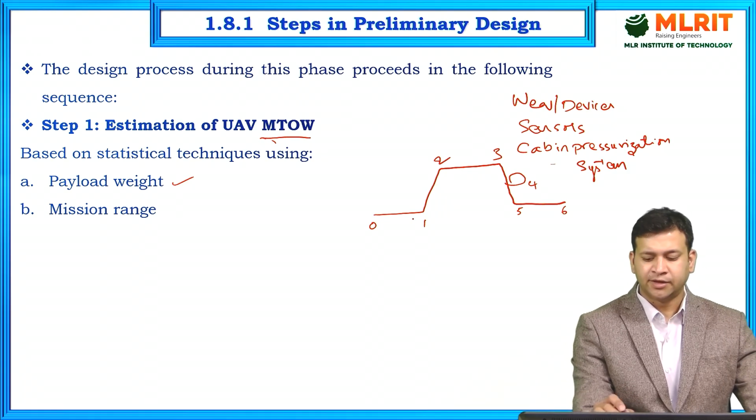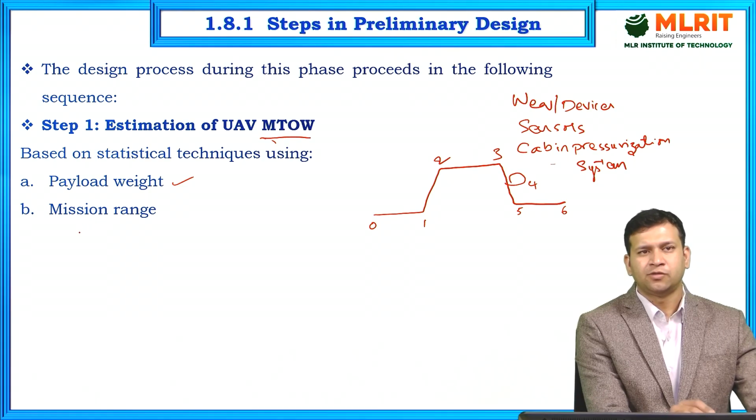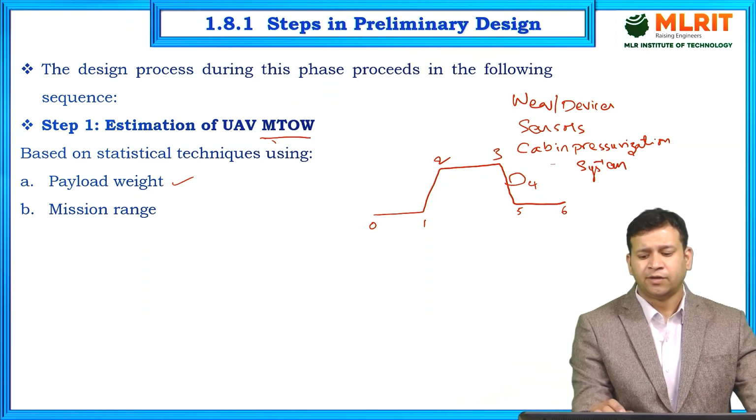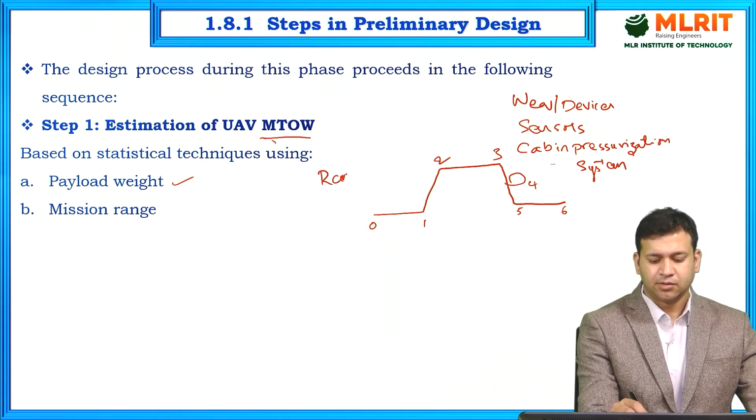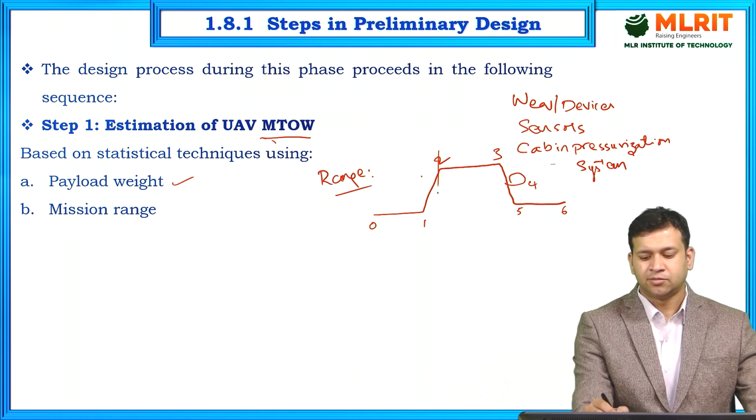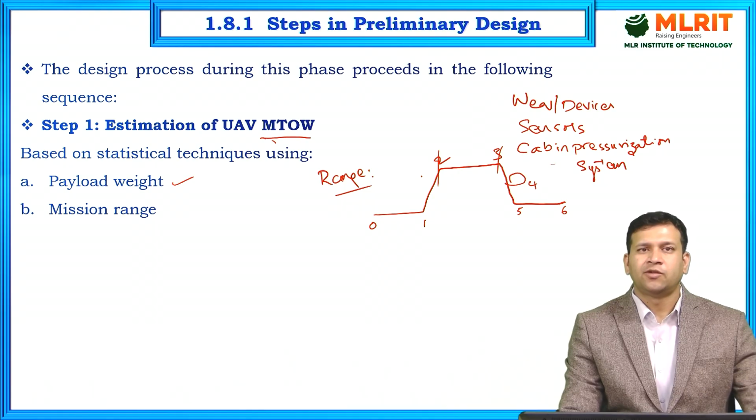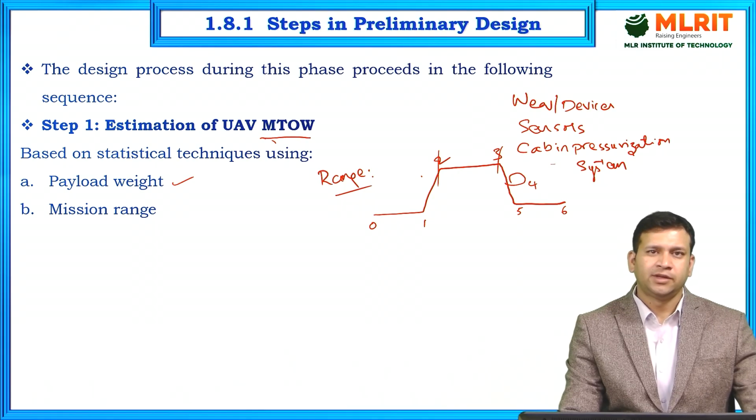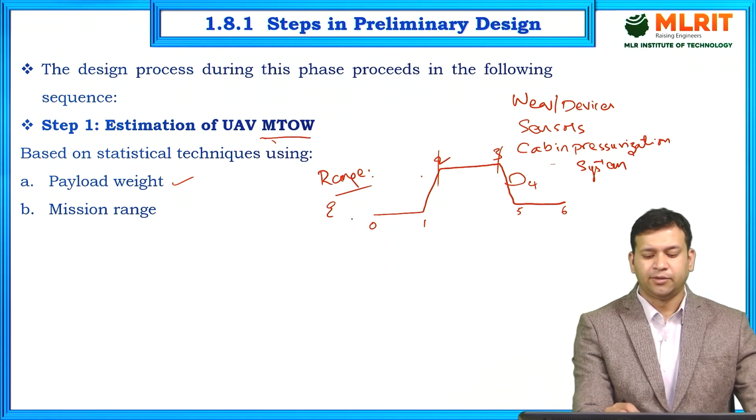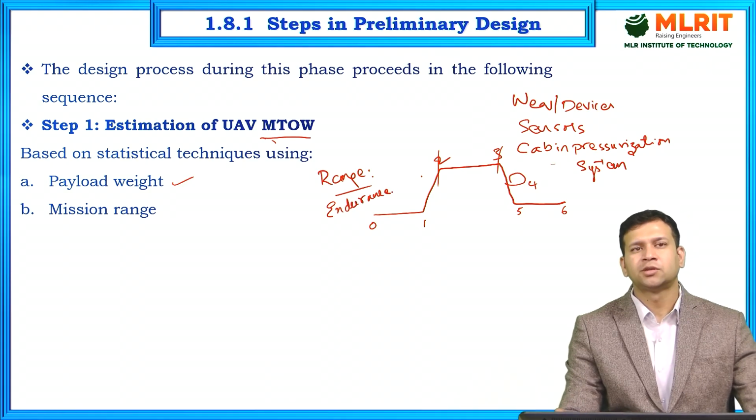So during this phase, based upon the mission range, we estimate the maximum takeoff weight, where we'll get the range value. Based upon the range, that is between 2 to 3, which is our cruise, we'll calculate our maximum takeoff weight, and also we'll have endurance. These are the two terms which we generally use in estimating maximum takeoff weight.